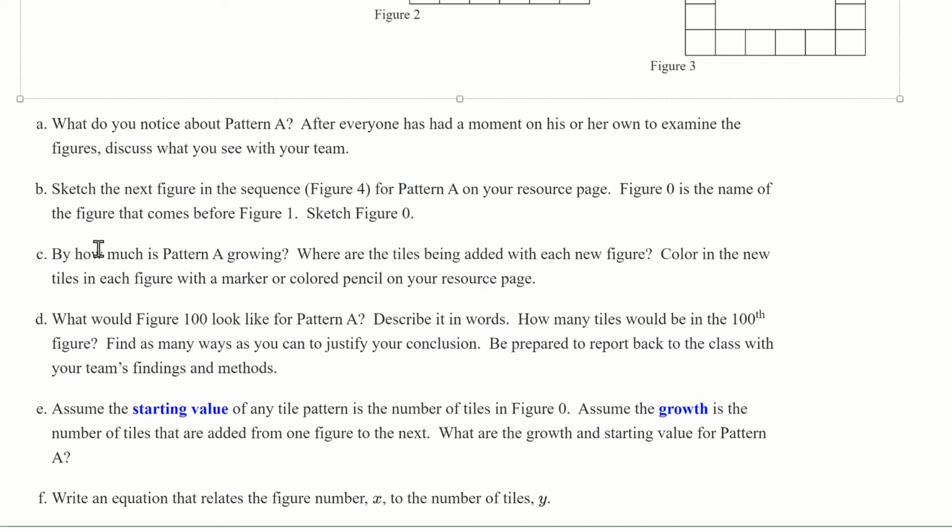And then C: by how much is pattern A growing? Where are the tiles being added in each new figure? And color the new tiles in each figure with a marker or color pencil. You can click on those and change the colors. So this is what I'm looking for.